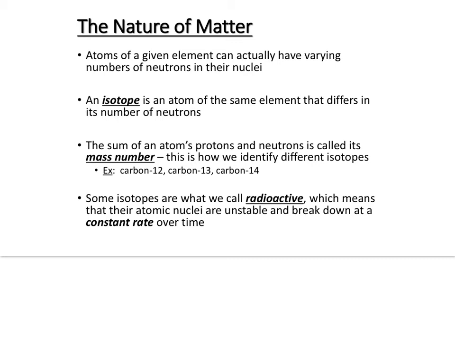Now, a really important thing that you're going to have to be able to do later is to calculate the mass number. Now, the mass number is the sum of protons and neutrons. So in other words, the mass number equals the number of protons plus the number of neutrons. And this is how we would identify different isotopes, by their mass number.